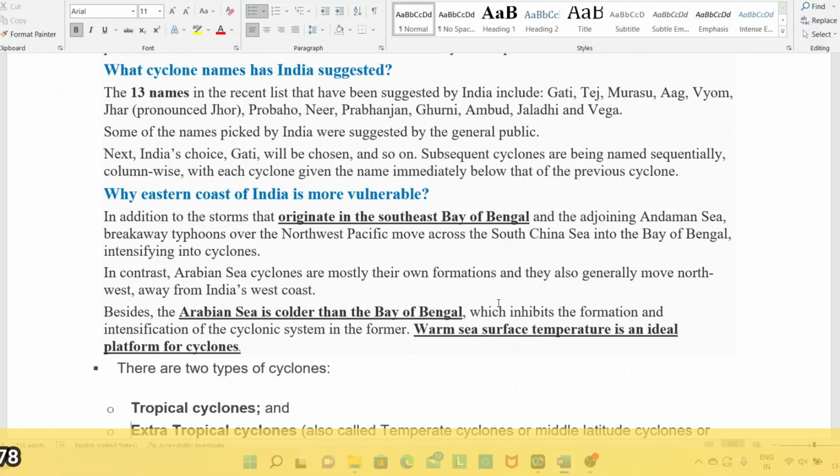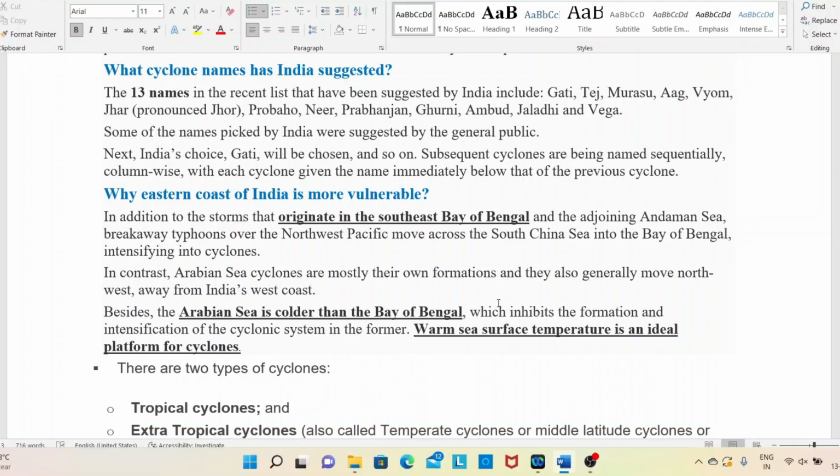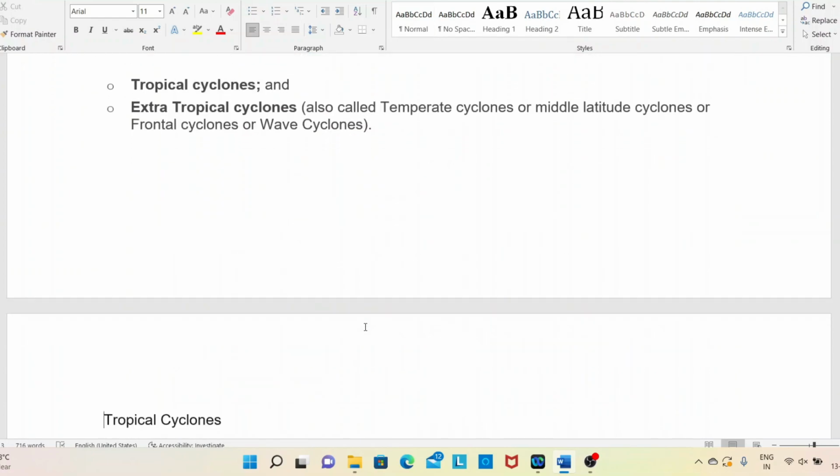Another important point is that warm sea surface temperature is an ideal platform for cyclones. These are the reasons why the eastern coast of India is more vulnerable to cyclones. Go through the points again and you can clearly understand.